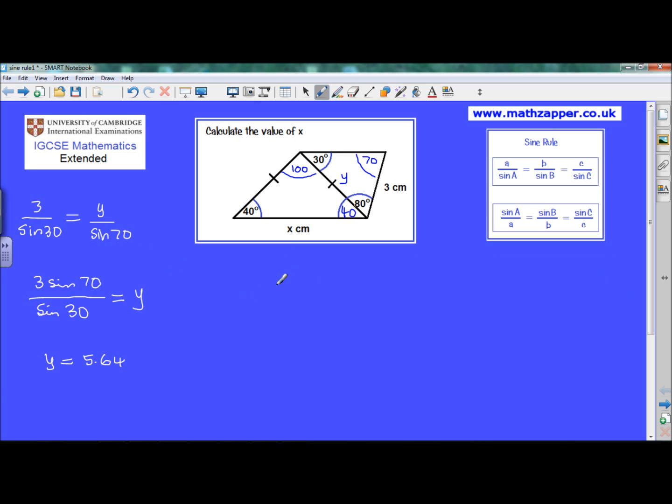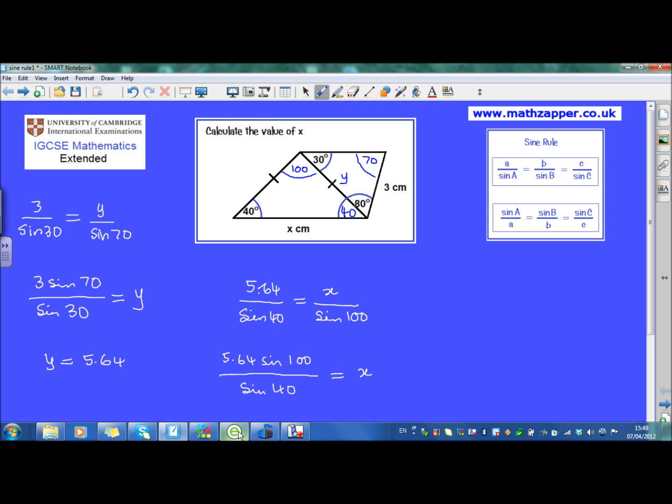So again, as before, we can say 5.64 divided by sine 40 is equal to x divided by sine 100. Simple algebra again, multiply both sides by sine 100 and we have 5.64 sine 100 all divided by sine 40 is equal to side x.